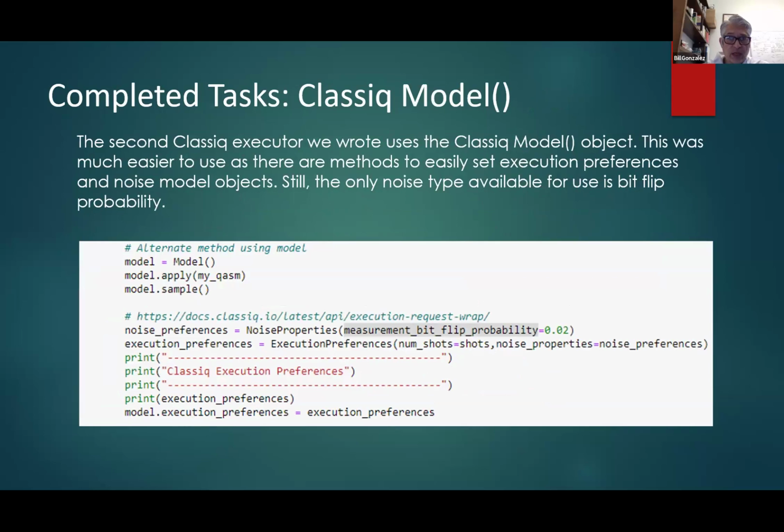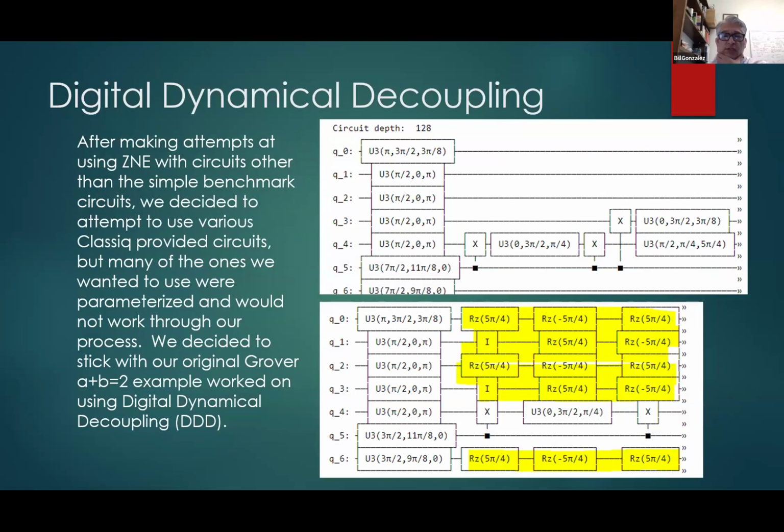And here's a little bit about the Classiq model again. We're using some noise properties that we were able to use. Now, some things to consider is some of the backends don't support the introduction of noise models. So that was a hindrance to us, but we continued forward anyway. One of the last things we worked on, which at least allowed us to do some of the practice using our techniques of using the model executor in the Classiq SDK, was using digital dynamic decoupling.